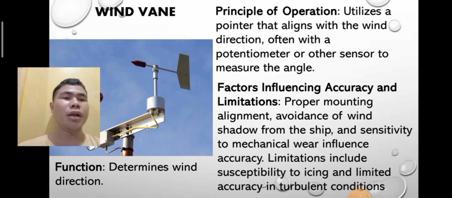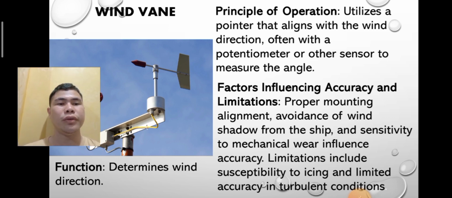Factors influencing accuracy and limitations: proper mounting alignment, avoidance of wind shadow from the ship, and sensitivity to mechanical wear influence accuracy. Limitations include susceptibility to icing and limited accuracy in turbulent conditions.